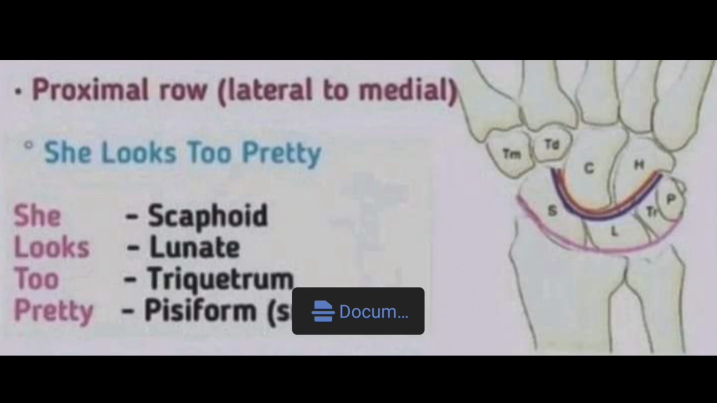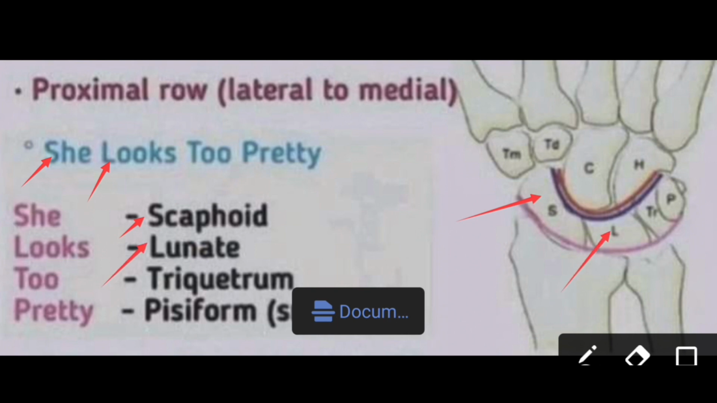She looks too pretty. Now the first letter, S, stands for scaphoid. So the lateral one is the scaphoid. This is the scaphoid bone, and the L in the mnemonic stands for the lunate. So the lunate bone is here, and the T stands for triquetrum. This is the triquetrum bone.